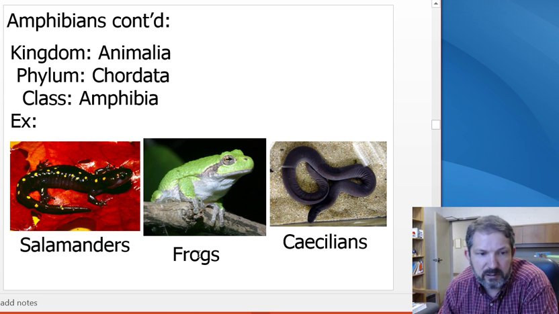These are all amphibians, and these are in the same class, but Kingdom, Phylum, King Philip came over, Kingdom, Phylum, class, order. The salamanders are in a different order than the frogs, which are in a different order than the caecilians. And within the order of frogs, there are going to be several families. Within the order of salamanders, there are going to be several families. Within the order of caecilians, there aren't very many families. There's not much diversity of caecilians.